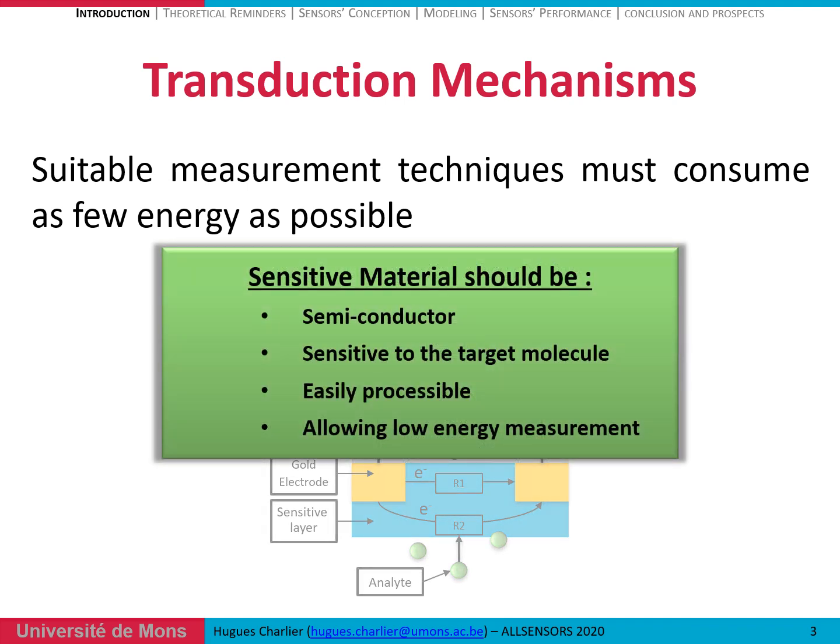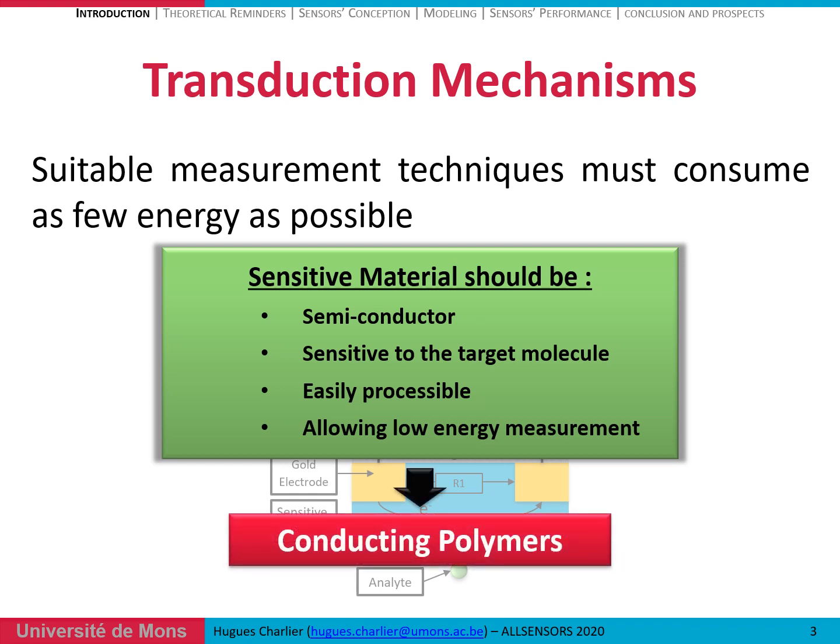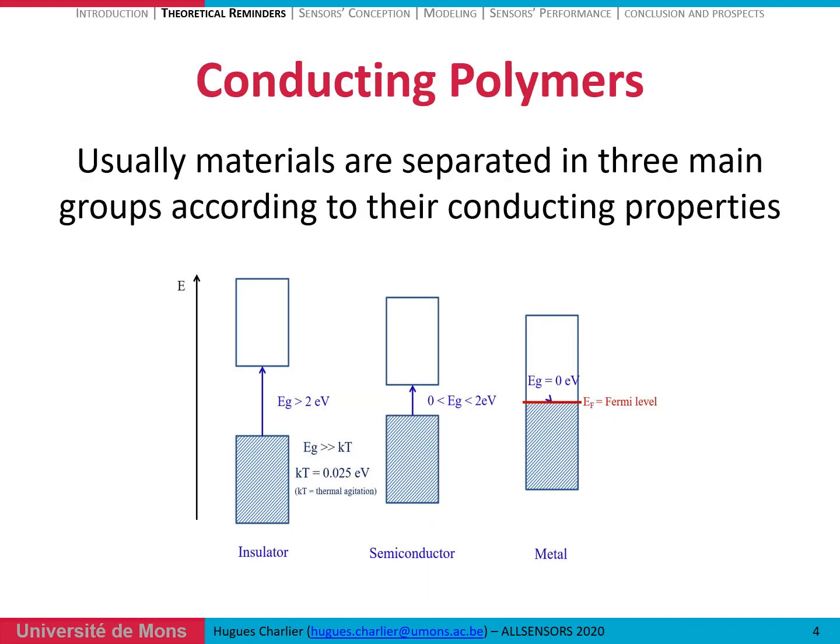The material we want to use for the sensitive layer should fulfill some requirements too. It should be a semiconductor at least. It should be sensitive to the target molecule, easily processable, and allow, as I said, low energy measurements. The most convenient materials for this measurement will be the conducting polymers. Polymers are generally considered as insulators.